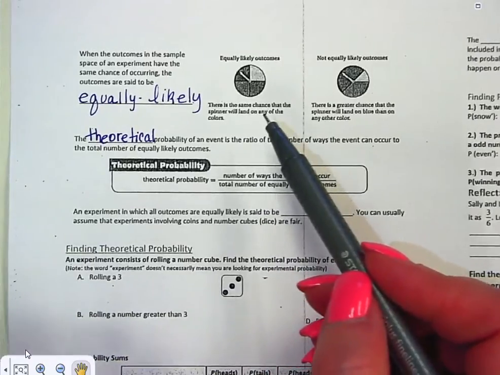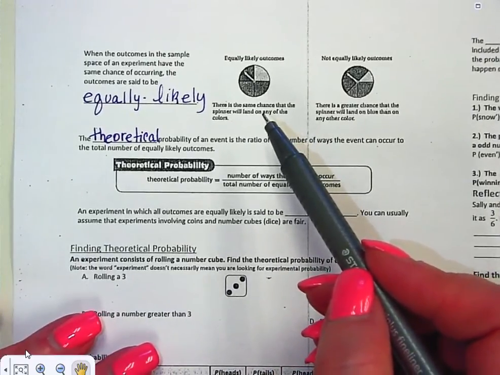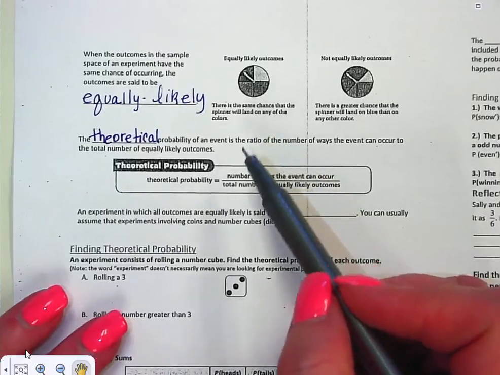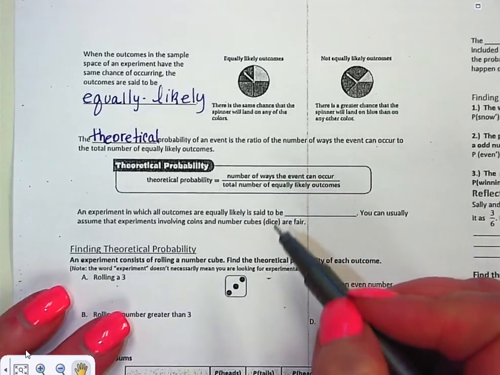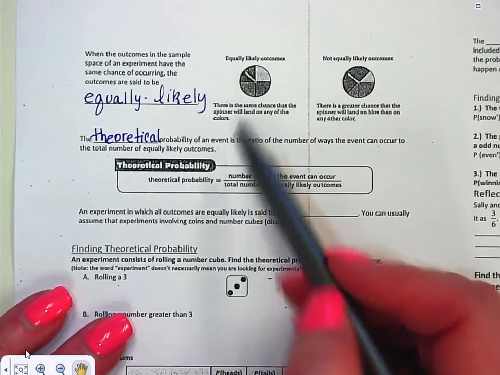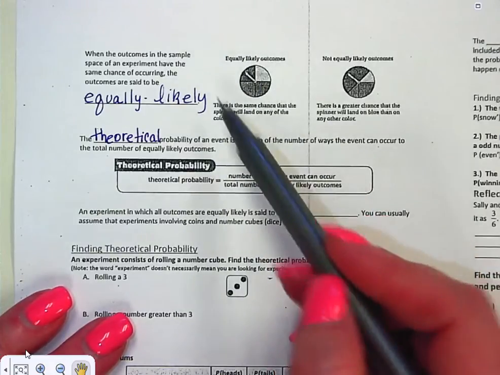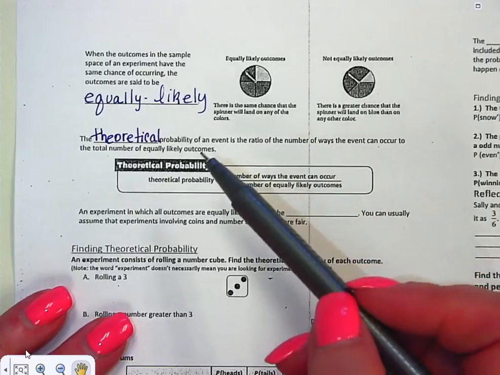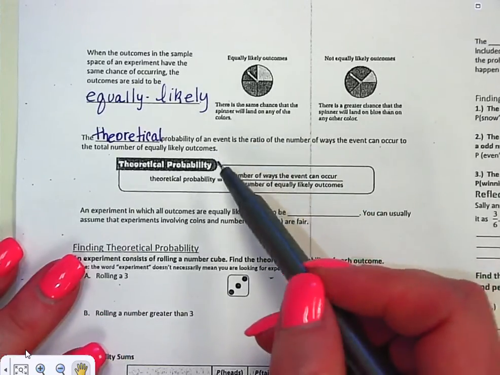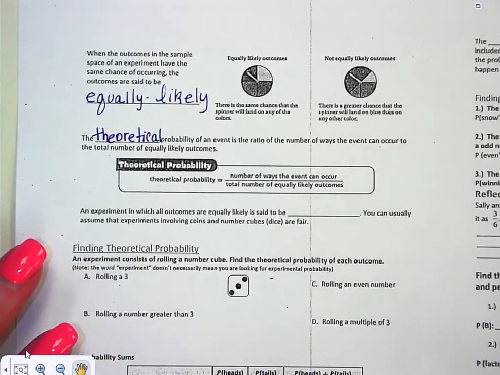We could write that as a decimal. That would be 25 hundredths. And as a percent, what would that be? 25%. That is the theoretical probability. That's what we think would happen. Now, what would happen if I actually spun the spinner? That's called the experimental probability because I have to run an experiment.